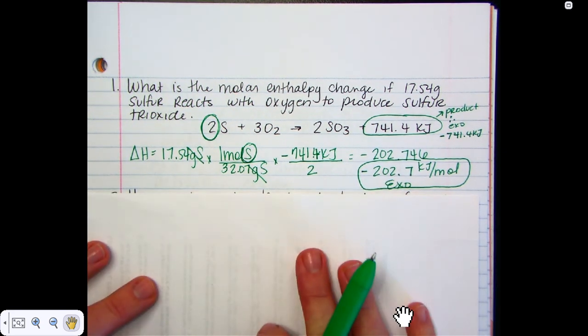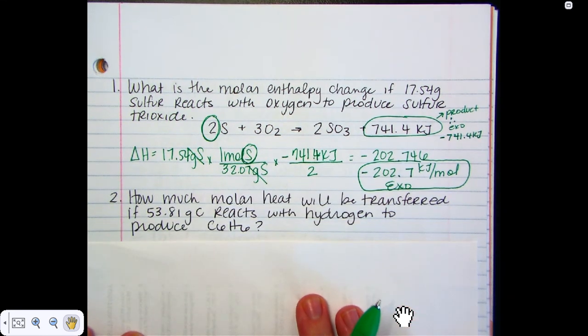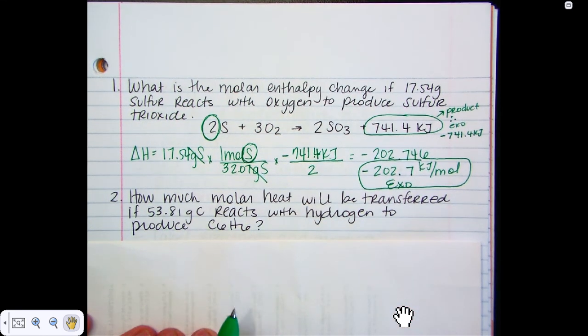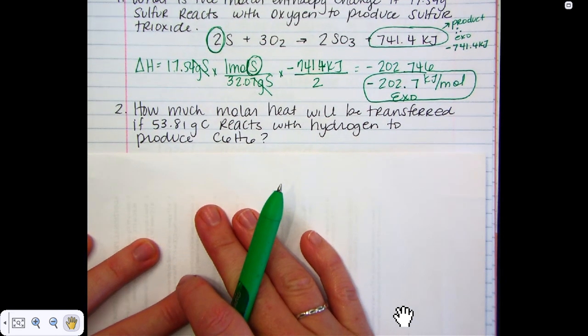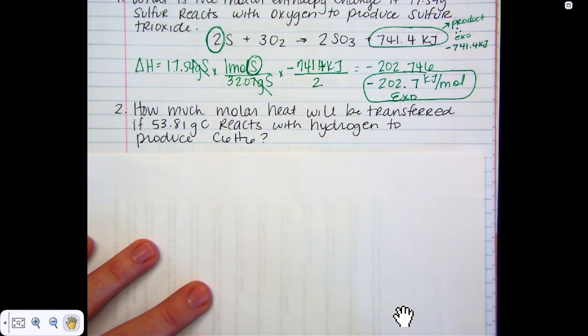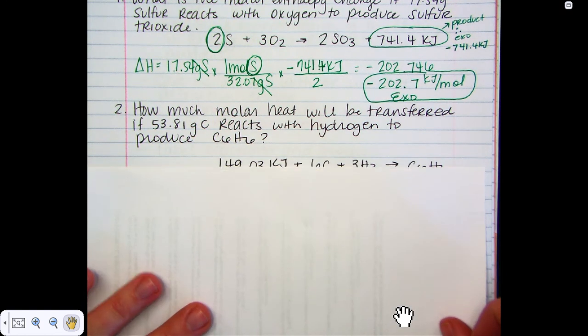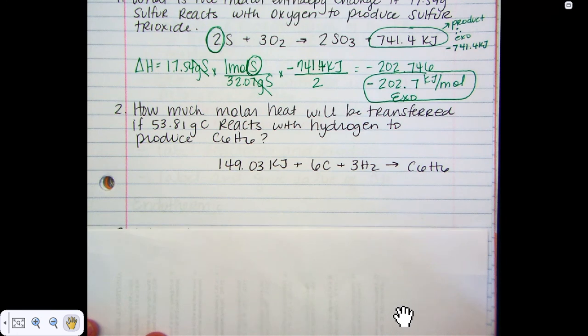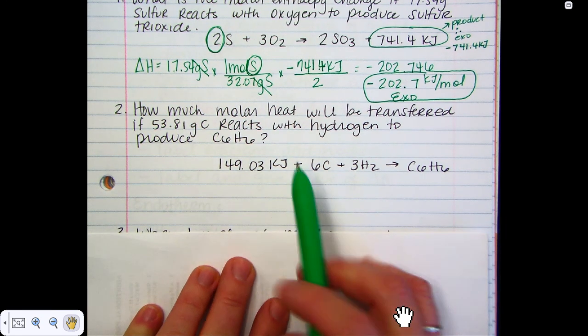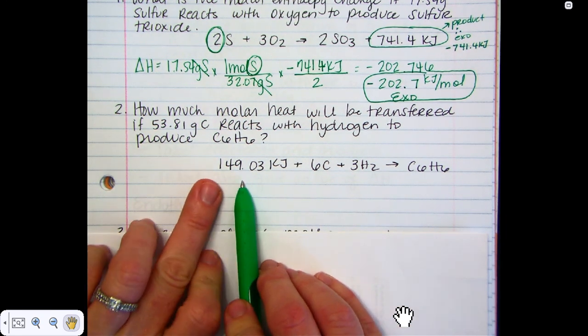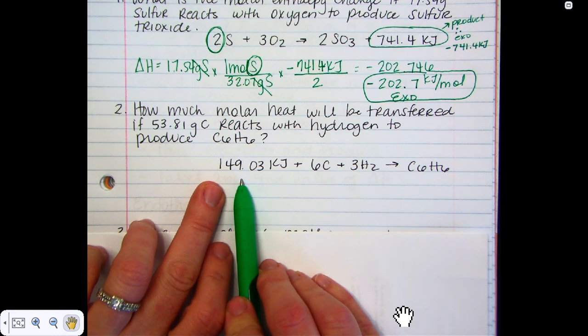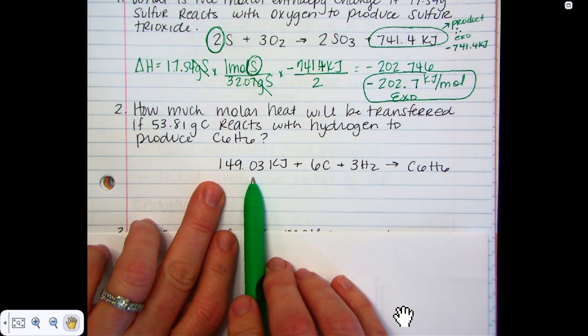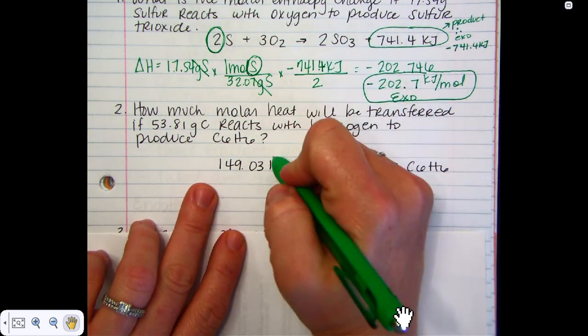In our next example: how much molar heat will be transferred when 53.81 grams of carbon reacts with hydrogen to produce C6H6? And we're given a balanced equation. So let's break down again what we're seeing in this balanced equation. My heat term this time is on the reactant side. That's showing me that this is going into my reaction. It's a reactant.